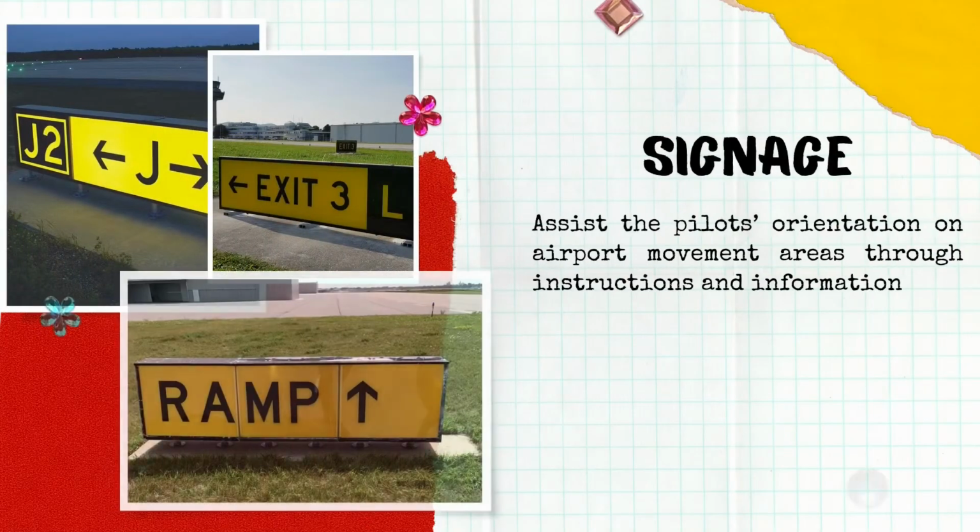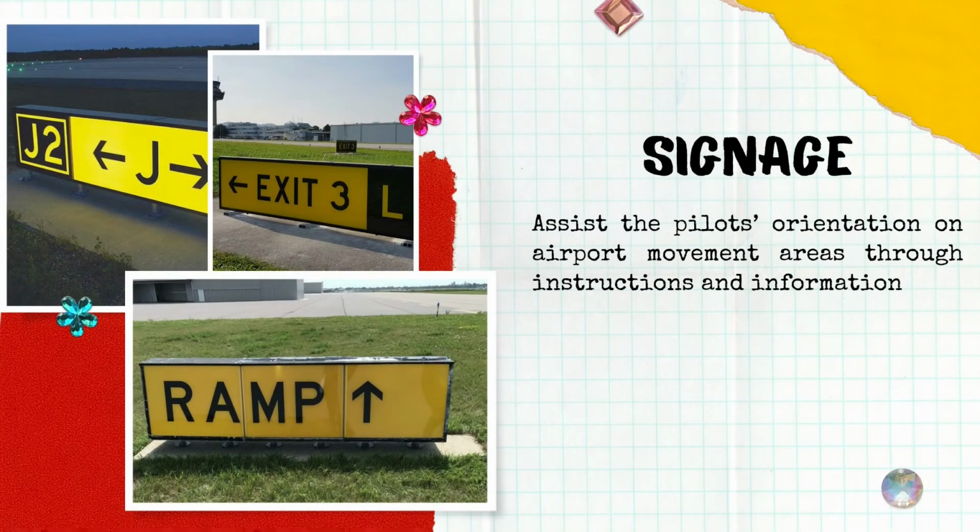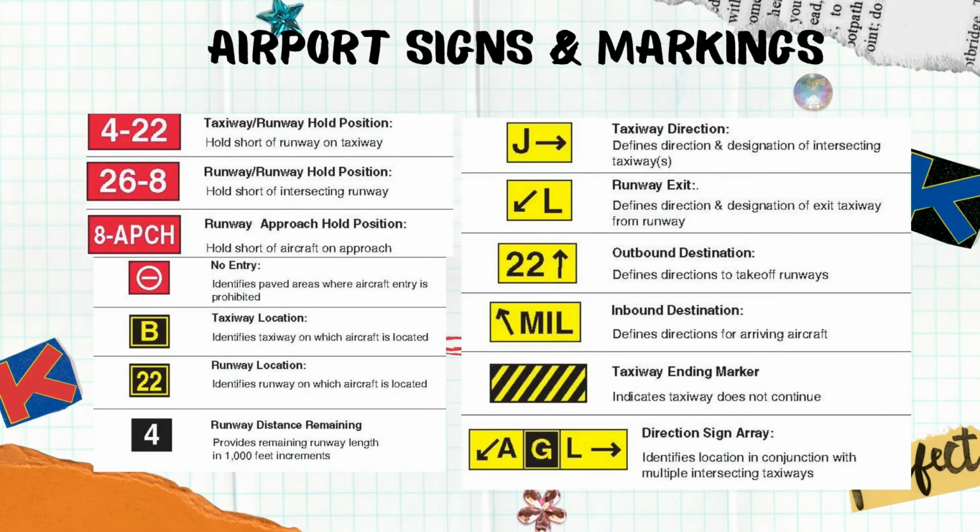So let's move on to signage. The airdrome signage is to assist the pilot's orientation on the airport movement area through instruction and information, mainly consisting of two types of signs. That is, mandatory instruction signs and information signs. Next, I will talk about airport signs and markings. For this part, I will give some examples.